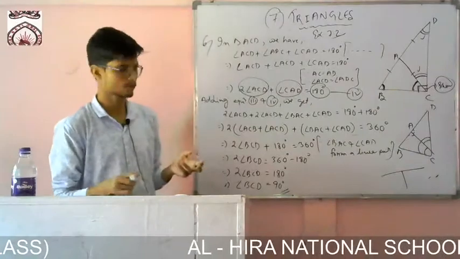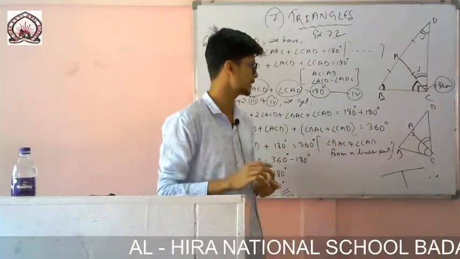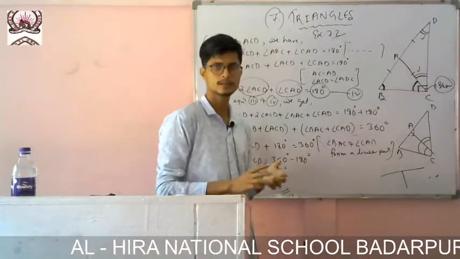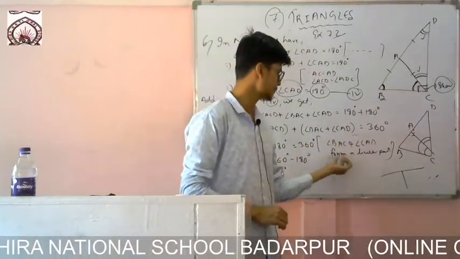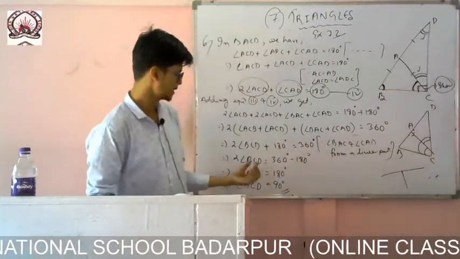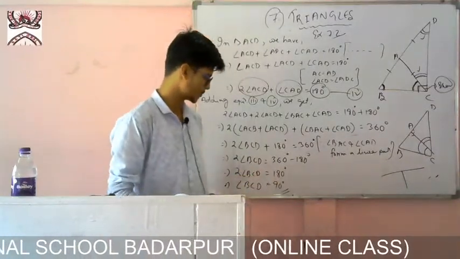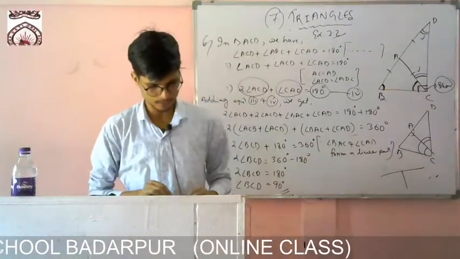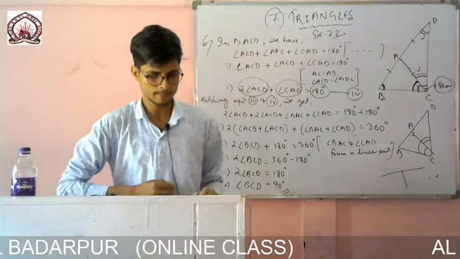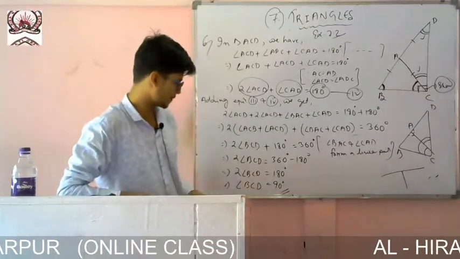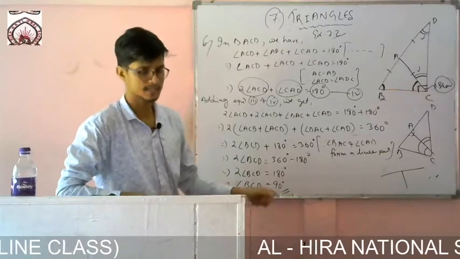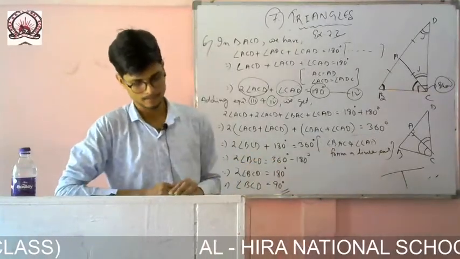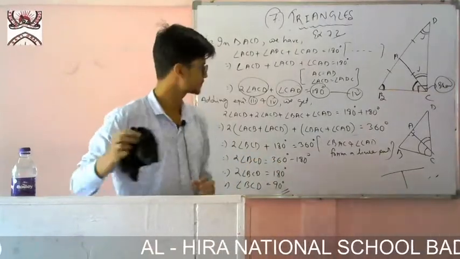Some of you may get confused, why is BAD given directly? If there is no BAD, you may take it like this. That's why I have given that these two are a linear pair, so their sum will be 180. So now again we have solved this one and we have got BCD equal to 90 degrees. The question is to show that BCD is a right triangle. So you write, therefore angle BCD is a right angle. Now question number 7.